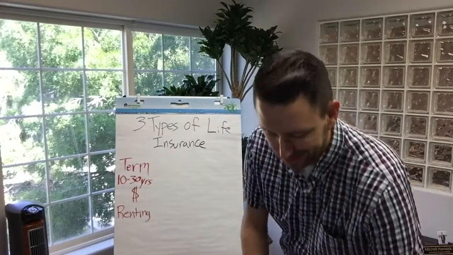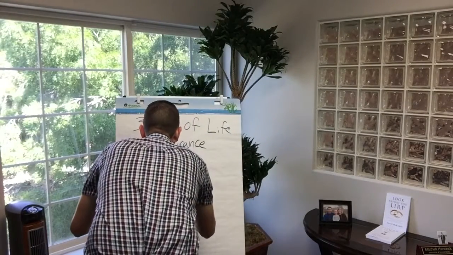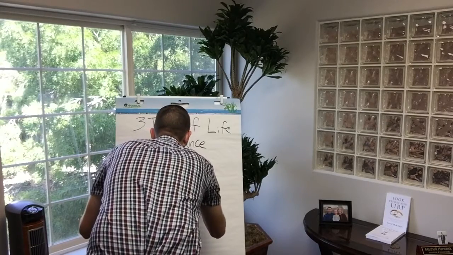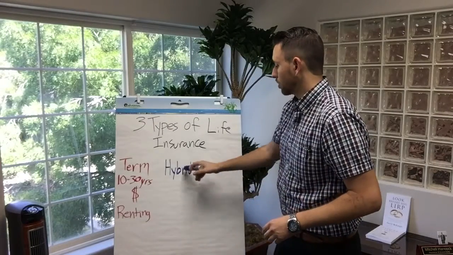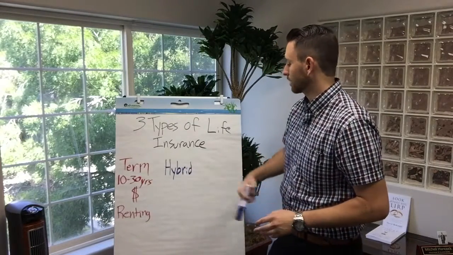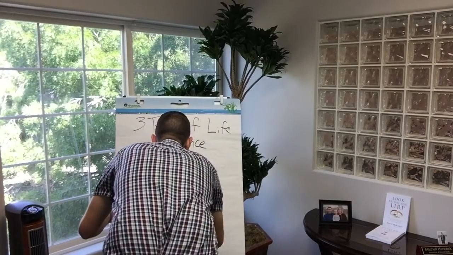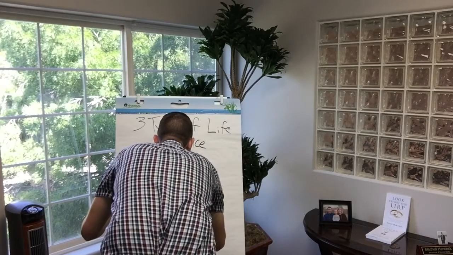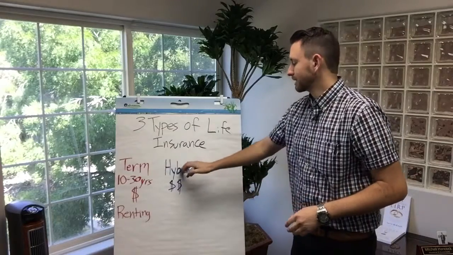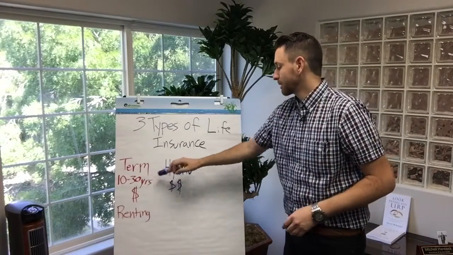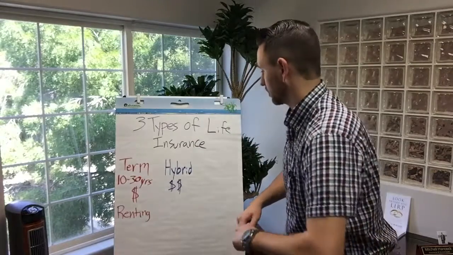Now let's talk about the second type of life insurance. That's what I would call hybrid life insurance. We'll get into this a little bit more later because this won't make a whole lot of sense until we get into the third type. But just know that this is typically a little bit more of a price point than a term policy, but it takes into consideration some aspects of term and some aspects of this third type, which is my favorite type.